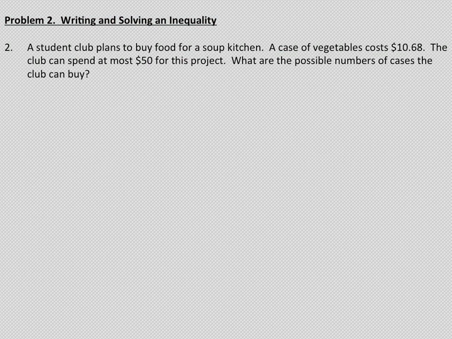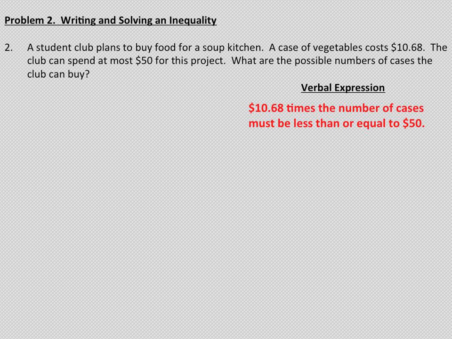All right, here's number 2. Student club plans to buy food for a soup kitchen. A case of vegetables costs $10.68. The club can spend at most $50. What are the possible number of cases the club can buy? Okay, so I can't spend more than $50. Each case is $10.68. So $10.68 times the number of cases is going to be less than or equal to 50. I can spend all 50 or I could spend less.